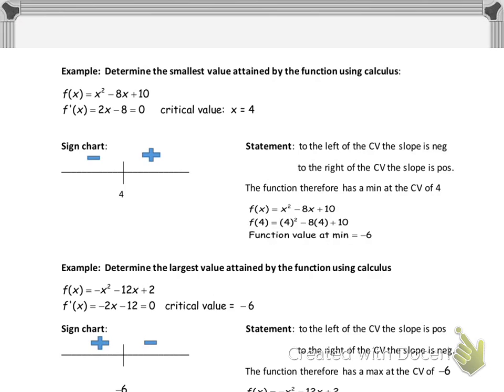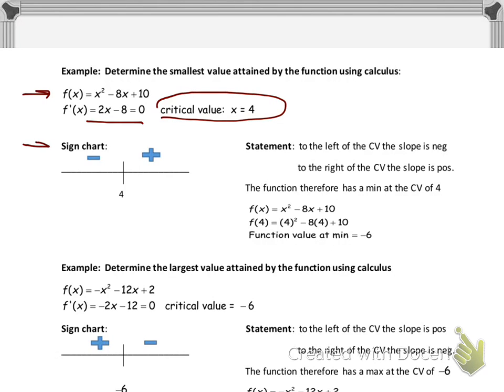Okay, so here's our first example. So you've been asked to determine the smallest value attained by the function using calculus. So you're basically going to find the minimum value of the function. So here's your function, your f of x, and what you're going to do is you're going to take the first derivative, and doing that and using the power rule, you get 2x minus 8. Set that equal to 0, solve for your x, and you get 4. That is your critical value.